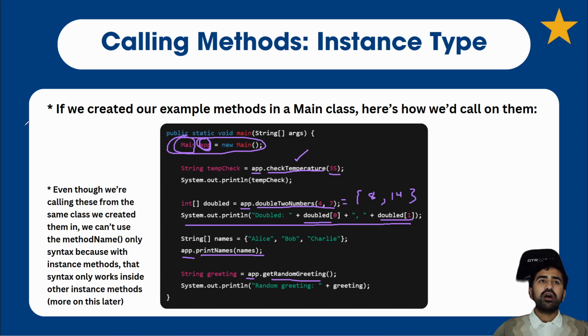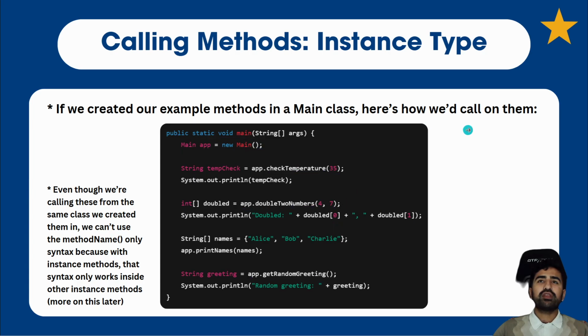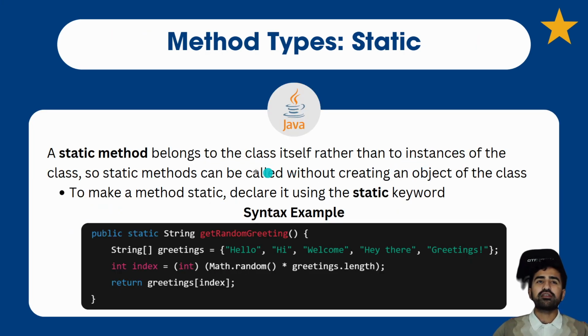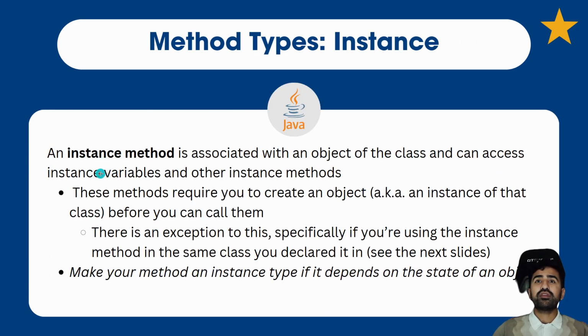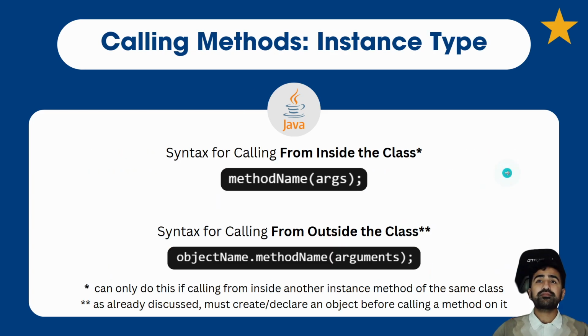All right, so that's instance methods. Now let's take our deep dive onto static methods. A static method belongs to the class itself rather than to instances of the class. An instance of a class is an object. So instance actually means object. If we go back here, I do think I put that. So yeah, these methods require you to create an object. Remember, an object is an instance of the class. That's why they're called instance methods back here, because they rely on objects.